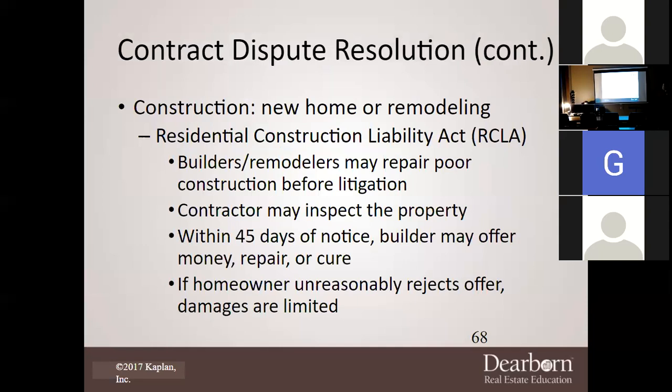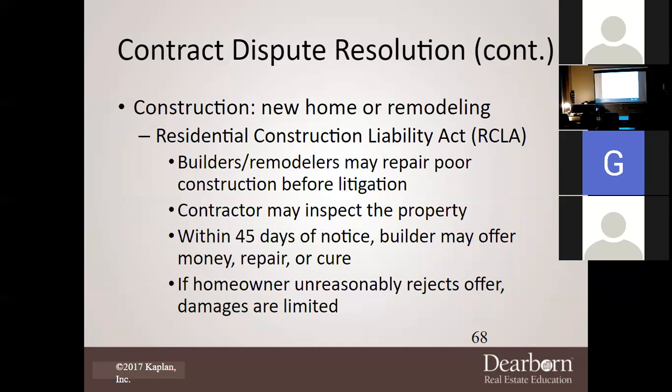Also, construction of new homes or remodeling. It does have the Residential Construction Liability Act. This is where builders and remodelers may repair poor construction before litigation. That's an option. Contractors may inspect the property. Within 45 days of notice, the builder may offer money, repair, or cure the matter.